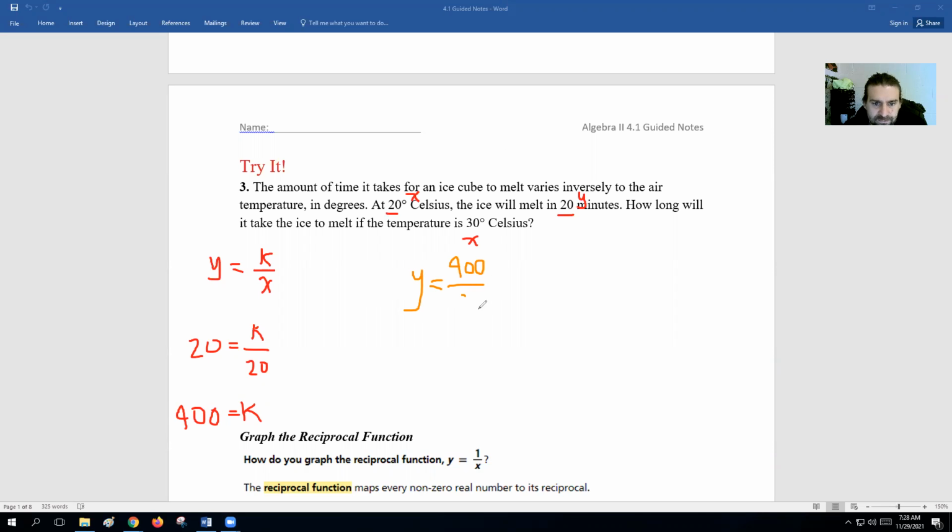over x. So if we want to figure out how long it would take, or our y value, when x is 30, or 30 degrees Celsius, we're just going to plug in 30. So we got 400 divided by 30. And that does simplify to 40 over 3 as the fraction. But if we're going to use minutes here, I'm going to just use a calculator real quick, 40 divided by 3, 13.3 repeating.